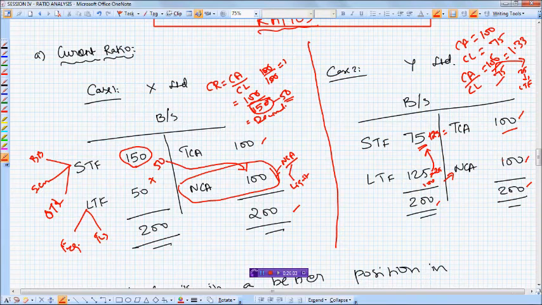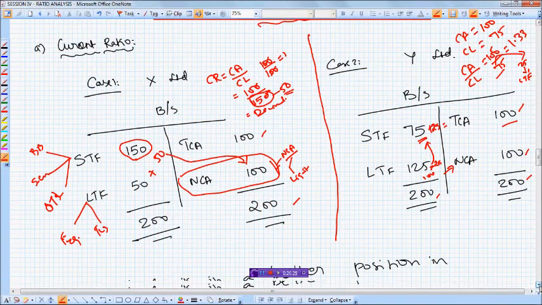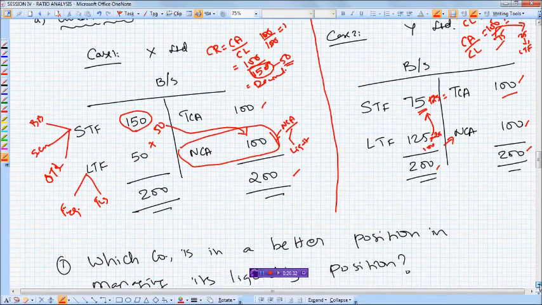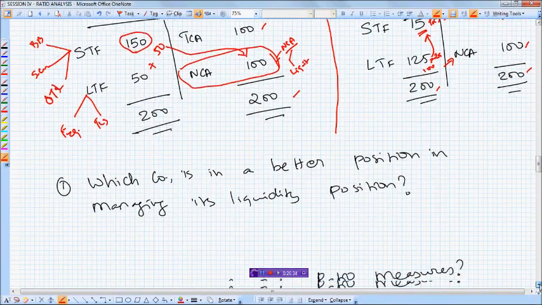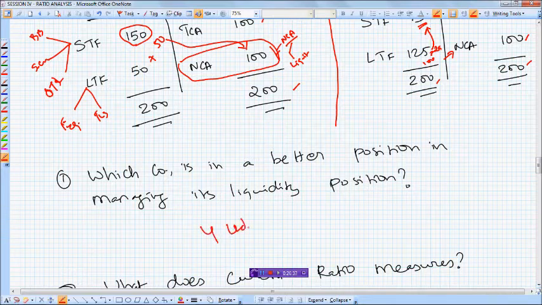It is a good sign because the company is not fully dependent on outsiders for funding its current assets. If you are fully dependent on outsiders for funding your current asset, you are likely to run into the risk of liquidity and closure of business. In this case, only 75 is dependent on outsiders and 25 has come from own funds. So that is the understanding required for current assets. Which company is in a better position? Based on discussions, Y Limited is in a better position because its current ratio is 1.33.